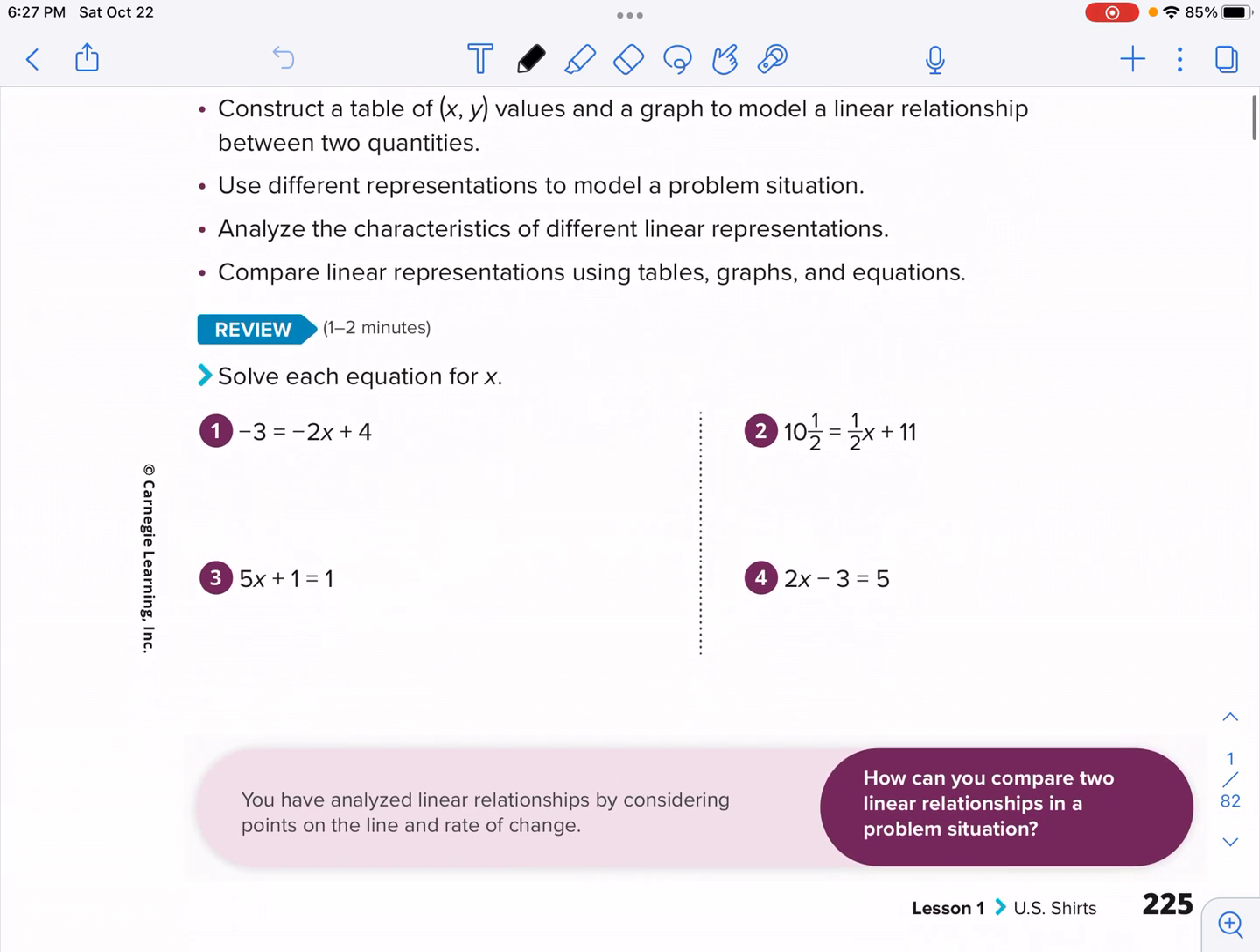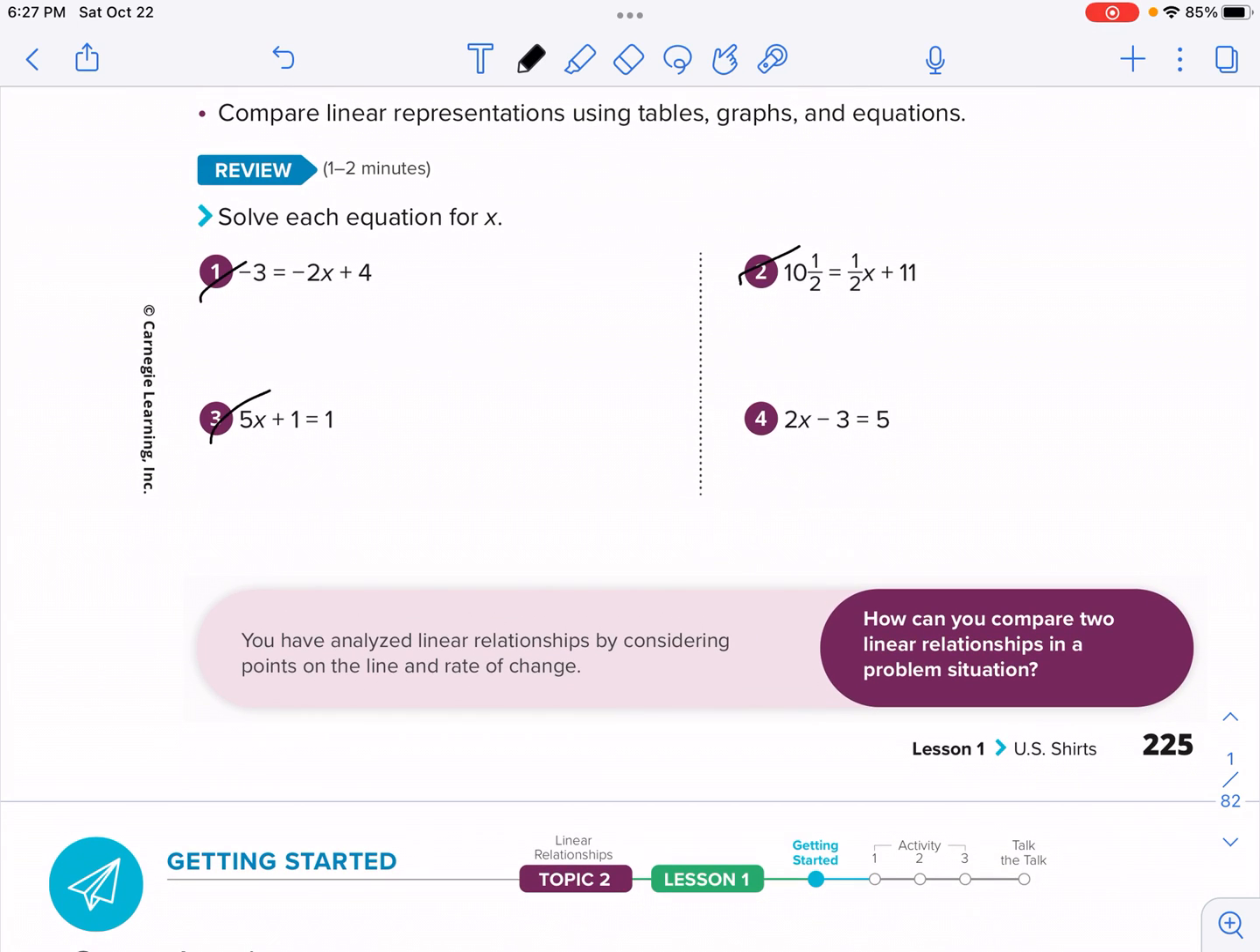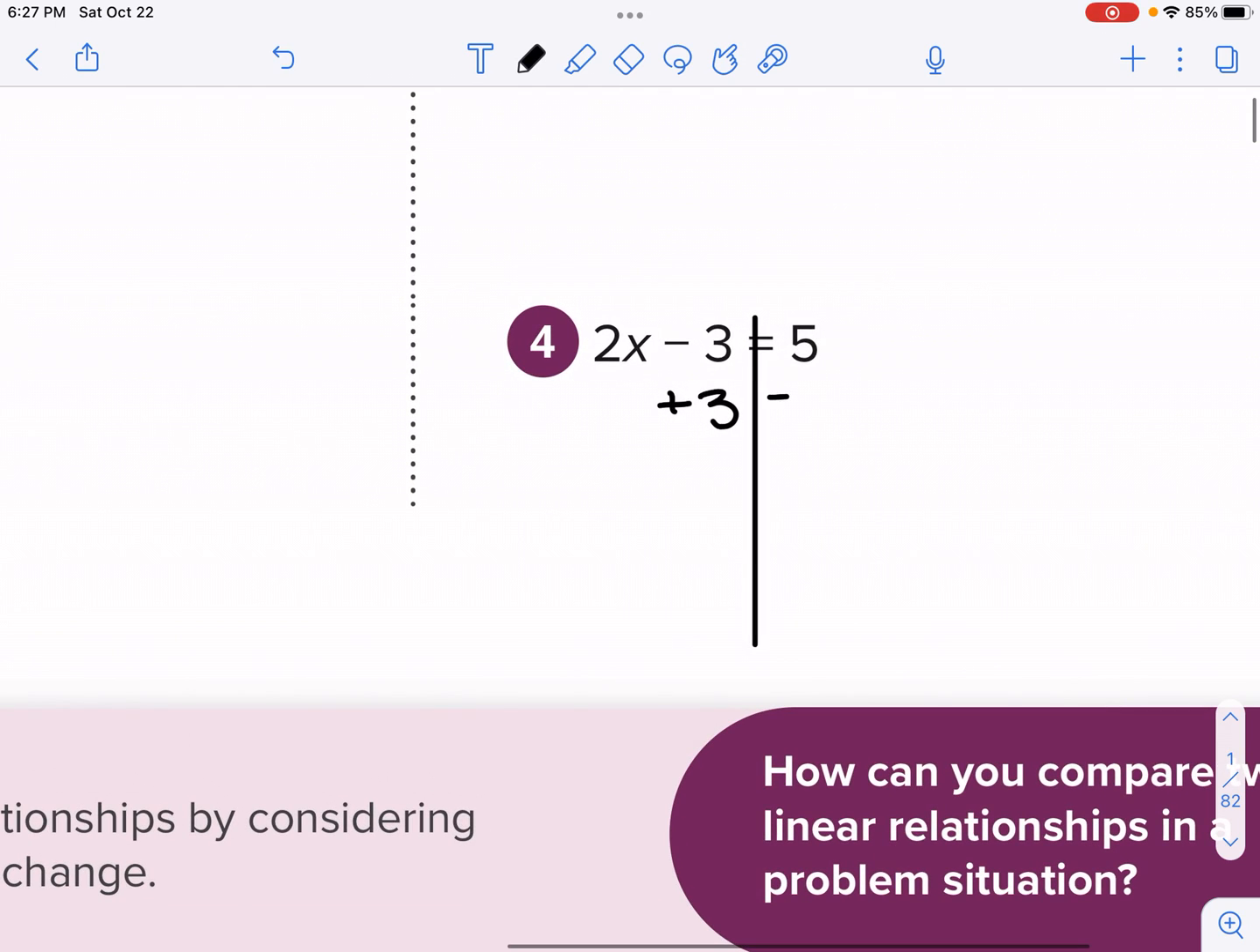Our warm-up or our review today is solving an equation, so we have some experience with this. We're going to forego examples 1, 2, and 3. Let's just do example 4, and then we'll move on with the rest of the lesson. Here we're going to be doing two things. First thing is we're going to undo subtracting 3, so we're going to add 3 to both sides. This equals 0. And we're left with 2x equal to 5 plus 3 is 8.